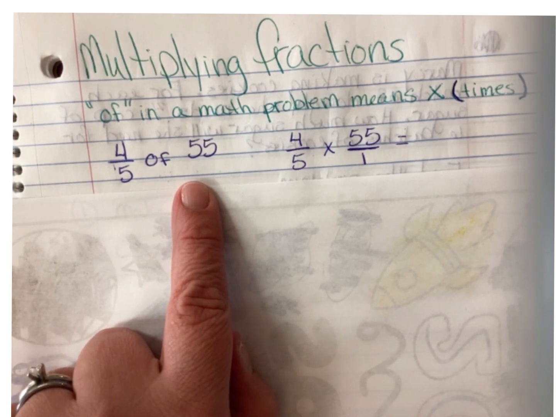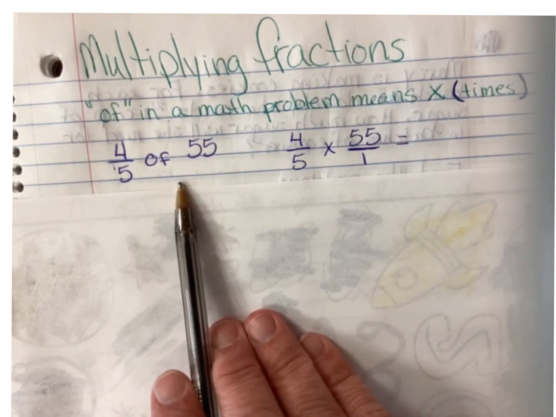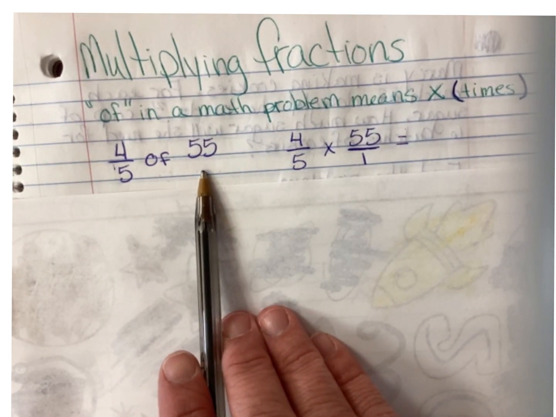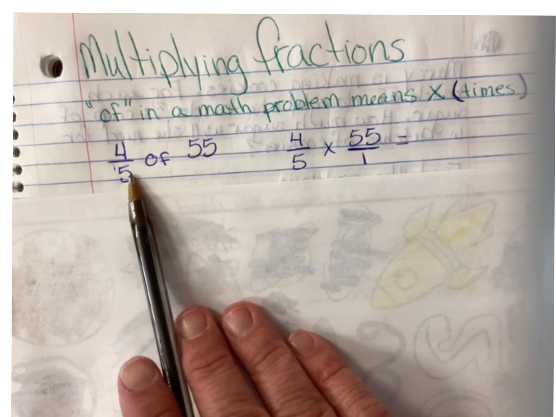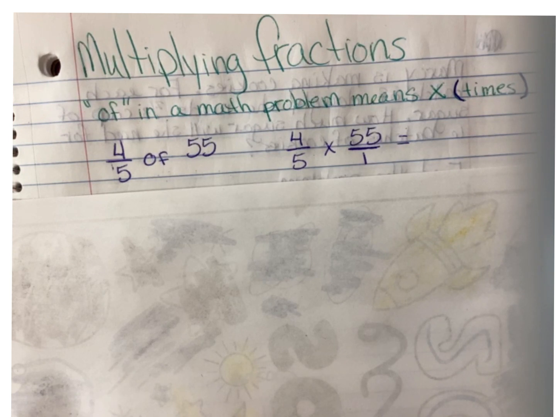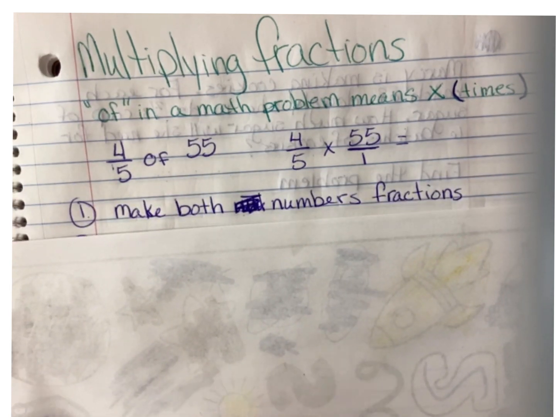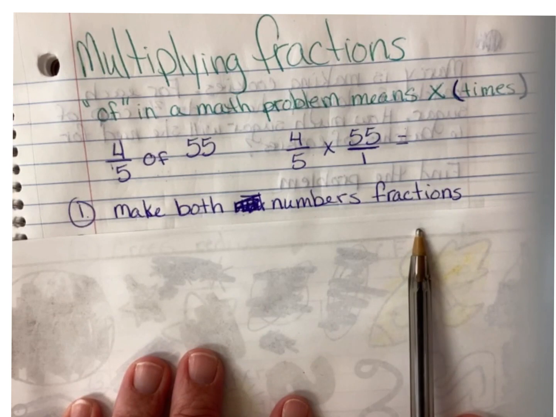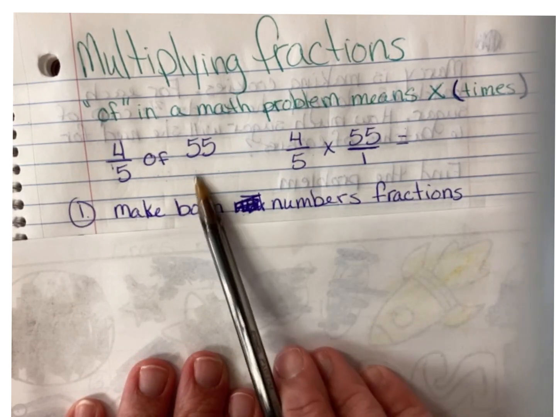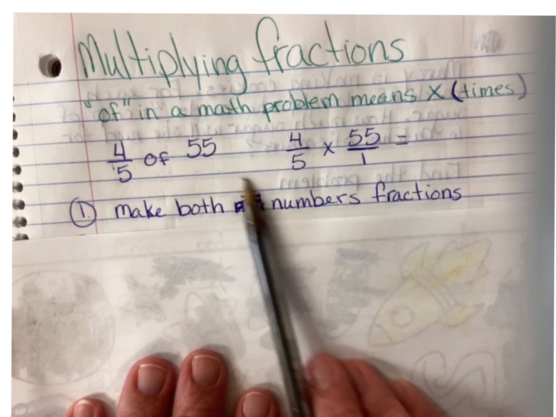It's pretty cool. So when we're multiplying fractions of any of those problems, I'm going to go with the 55 cereal boxes. 4/5 of them are Kellogg's. I want to know how many cereal boxes are actually Kellogg's. So when we're multiplying fractions like this, our very first step is to make both numbers into fractions. So when you look at this one, we have a whole number there. Well, I'm not trying to multiply a whole number. I have to make it a fraction.